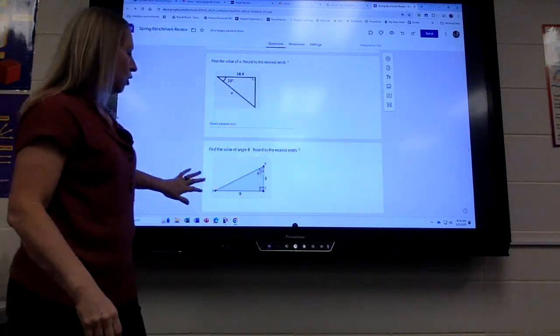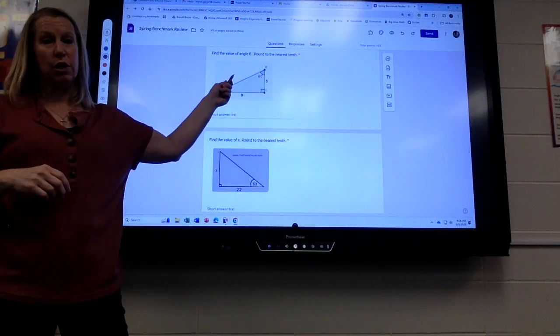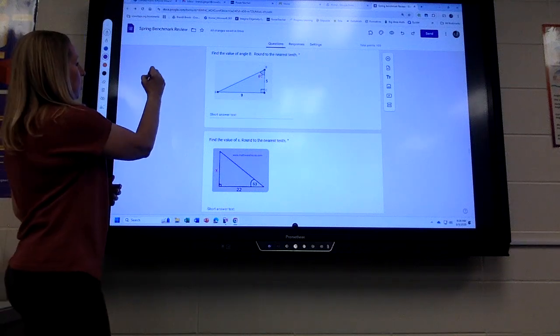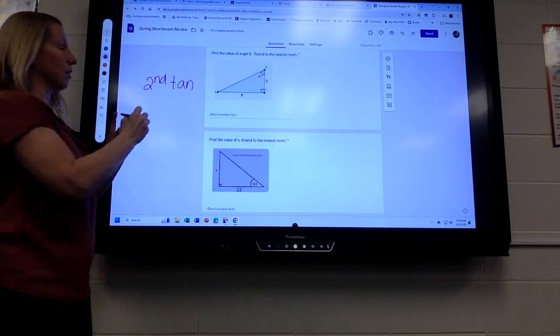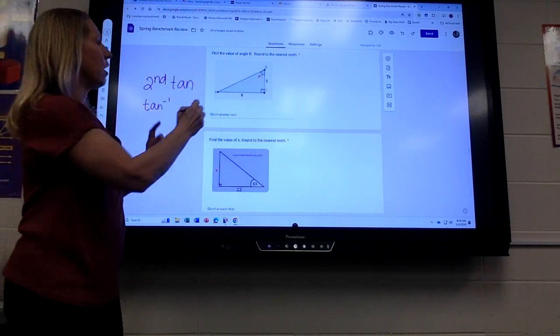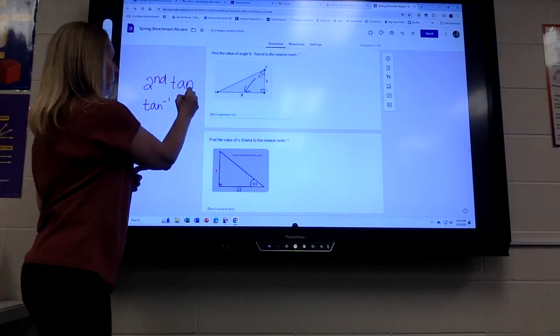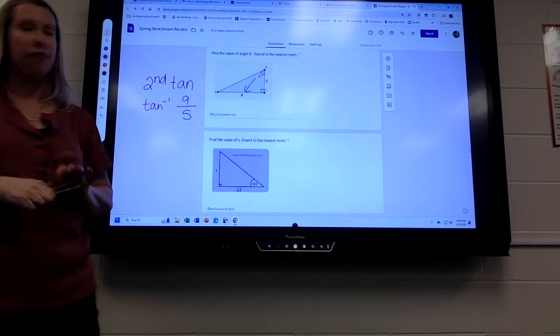The next one, you don't know the angle. There's no hypotenuse though, so it'll be tan. So you're going to have to do second tan in your calculator. It'll look like tan⁻¹. And then you have to put opposite over adjacent. So second tan 9/5.